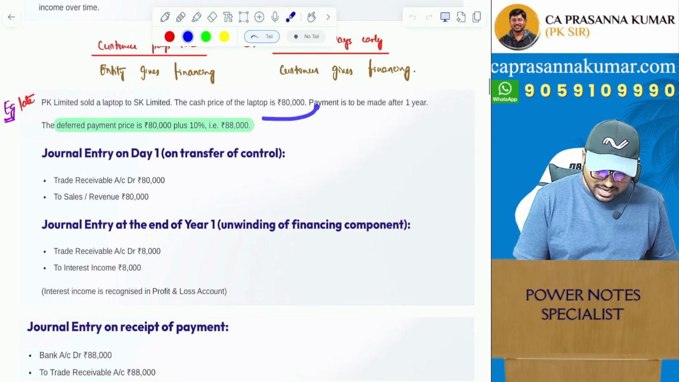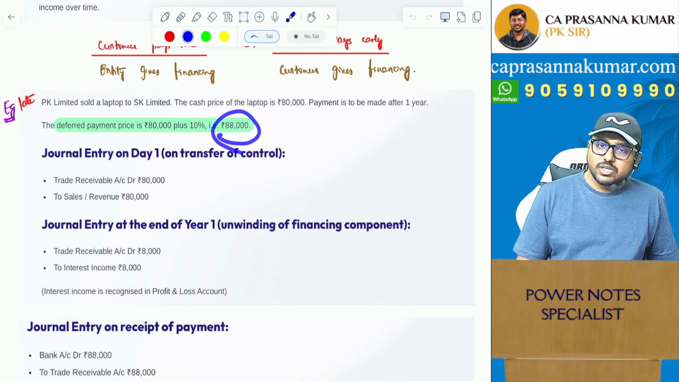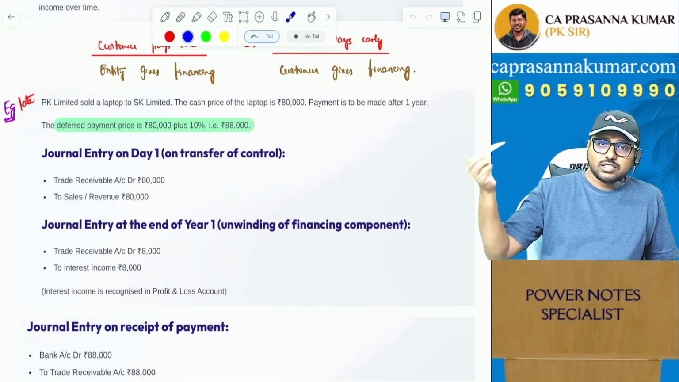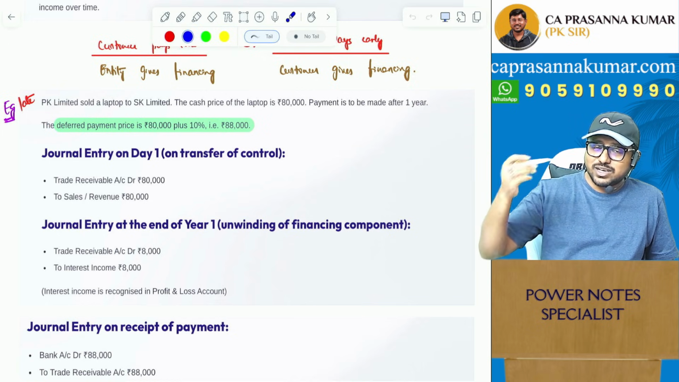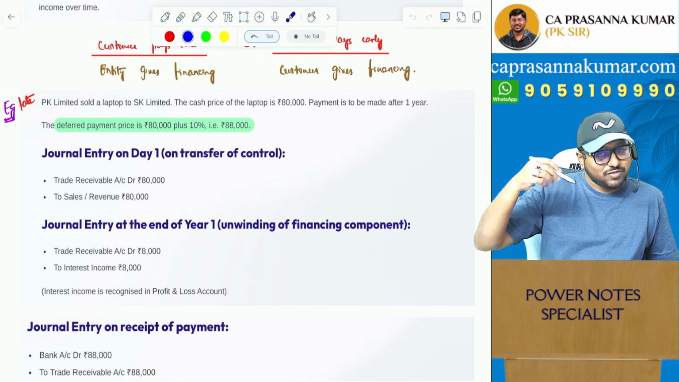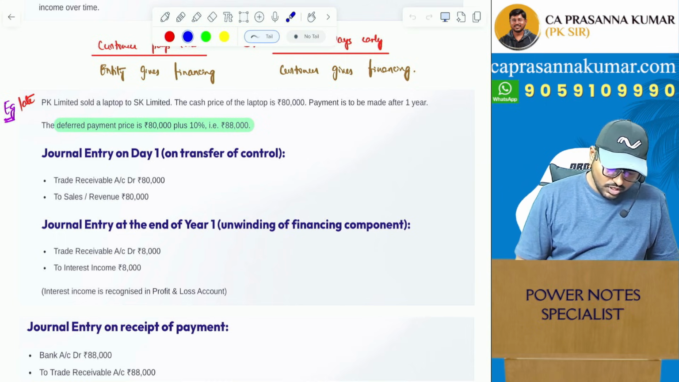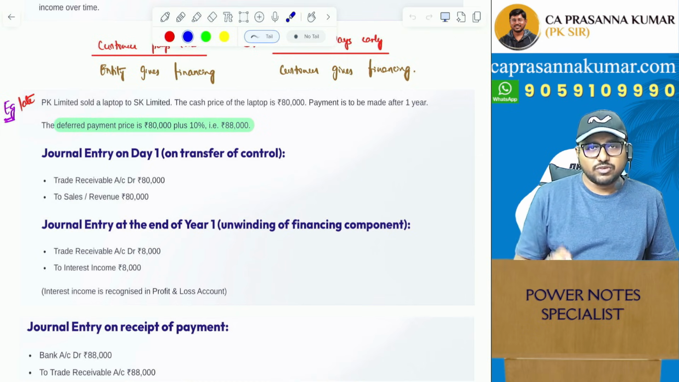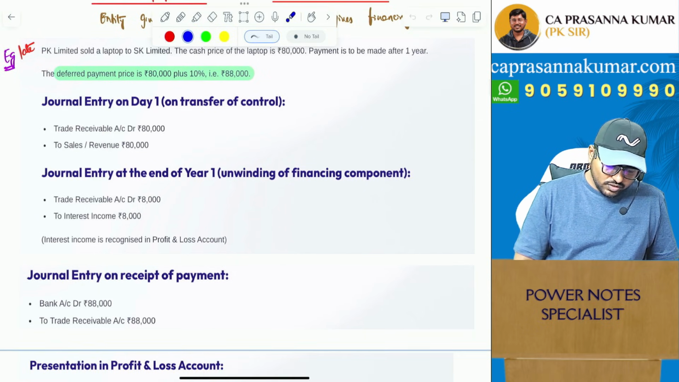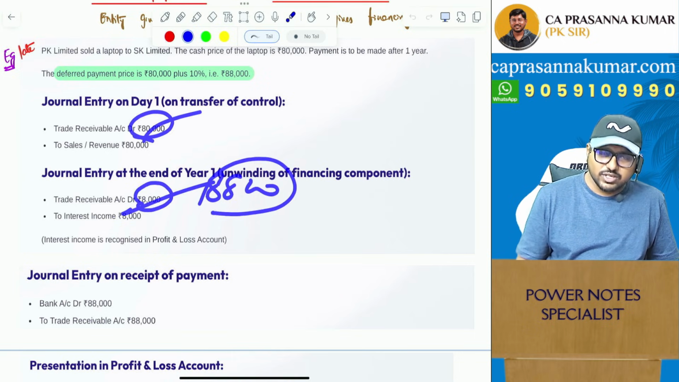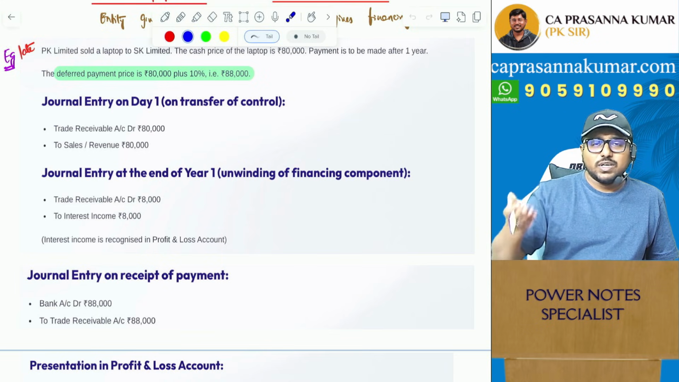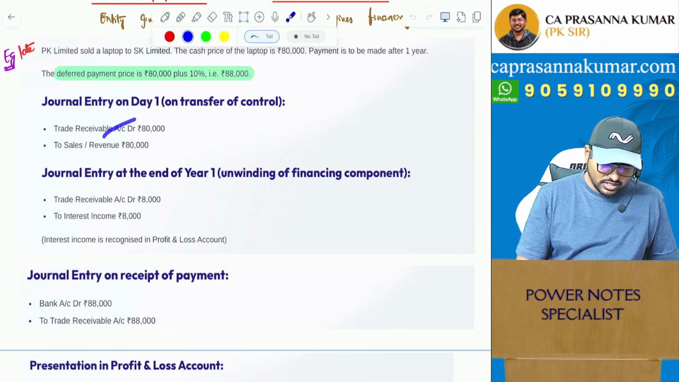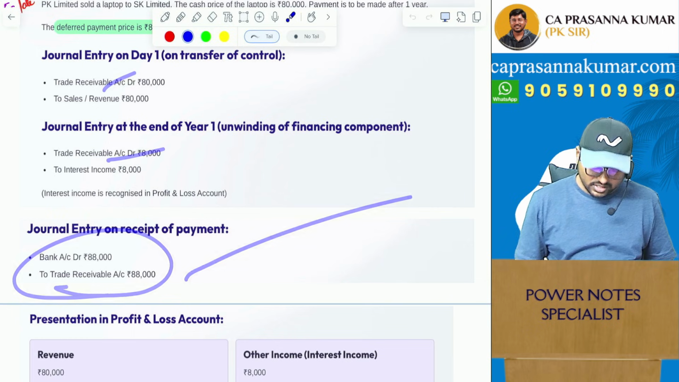Why 80,000? Because that is the cash price, not the transaction price of 88,000. Because the customer is going to pay late after 1 year, the entity is financing the customer. Definitely there is an interest income that the entity will get from the customer. Got it? So 80,000 is the cash price, and to that extent only revenue should be recognized. The remaining 8,000 will go for interest. So then you will increase the debtors to the extent of interest and recognize interest income. Now the debtors shows a balance of 88,000 after these two entries. Once the customer makes the payment, you will debit the bank account for 88,000 and cancel the debtors, which is trade receivable. That's all. Easy. Done and dusted.